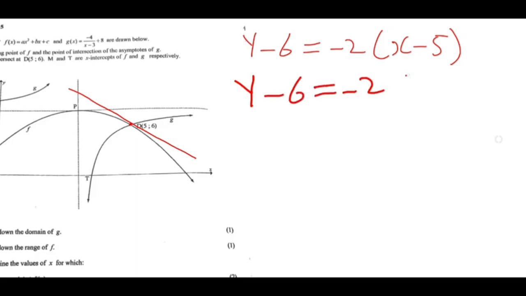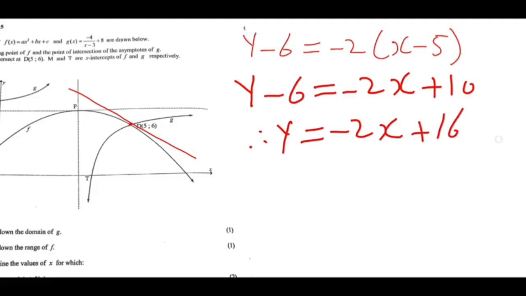So y minus 6 equals -2x, and I simplify, this becomes +10. Therefore y is going to be equal to -2x plus 6, and the -6 I move to this side, it becomes positive, so +16. So this is the equation of the tangent: y is equal to -2x plus 16. This is my final answer, the equation of the tangent line: y is equal to -2x plus 16.